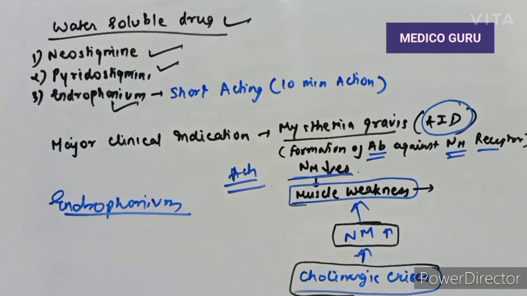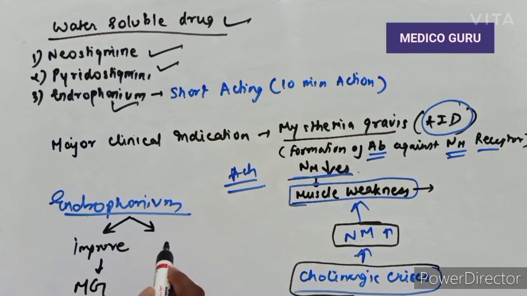Okay, we can diagnose the disease by giving edrophonium. So how can we diagnose by giving edrophonium? Let's talk about this. After giving edrophonium, if the person's muscle weakness improves, if the condition improves, that means it is myasthenia gravis. And if edrophonium is given and the condition gets worse, that means it is cholinergic crisis.